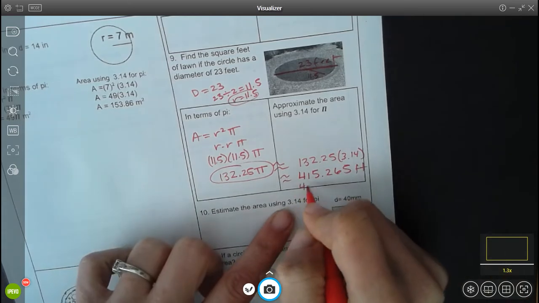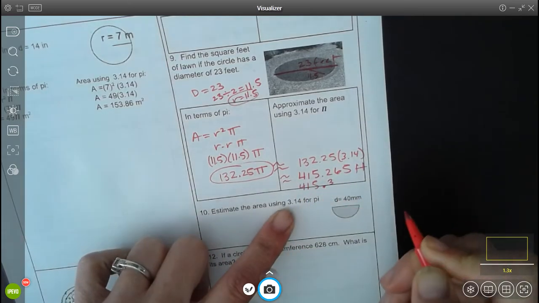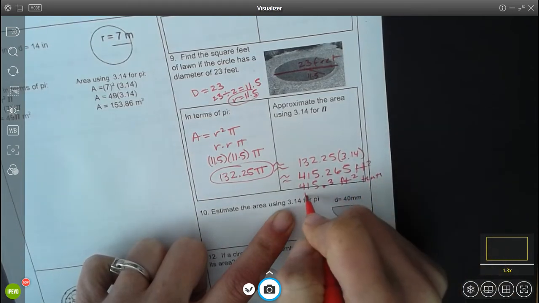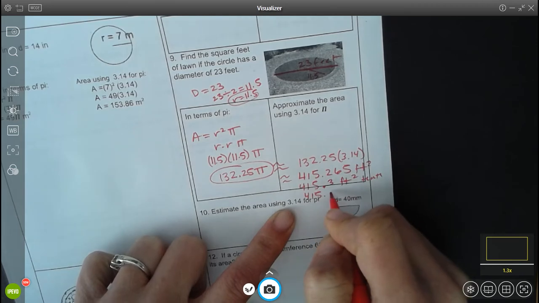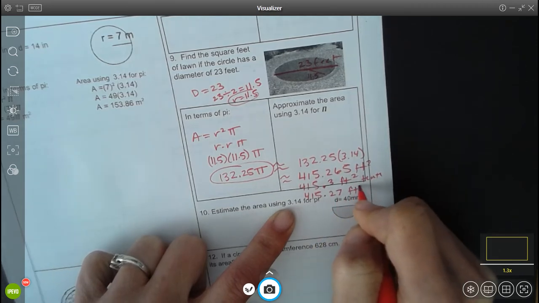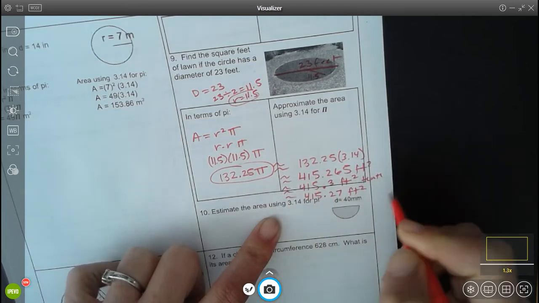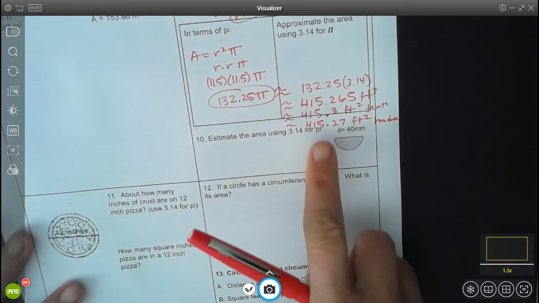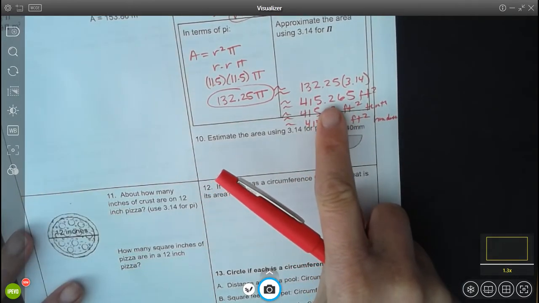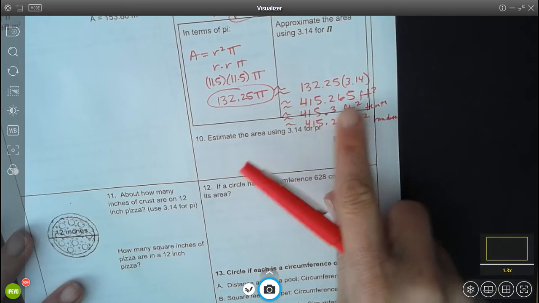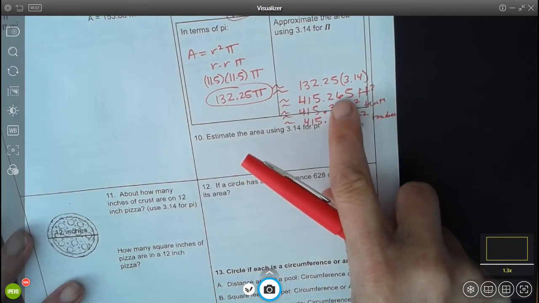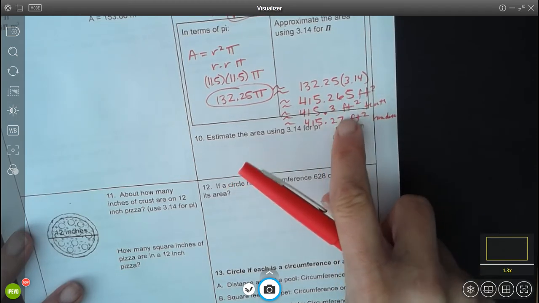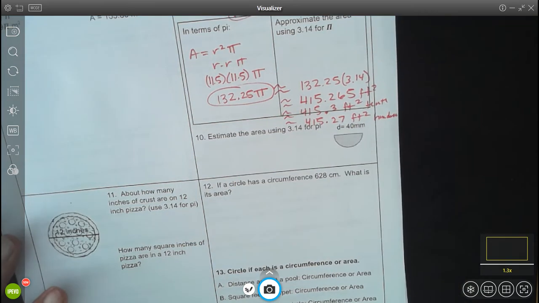If they asked me to round it to the nearest tenth, it would be 415.3 square feet. If they asked me to round it to the hundredth, it would be 415.27 feet squared. That's to the hundredth. If they asked you to round it to the nearest tenth, we would want to round this up to a 3, because 5 or more raises the score. And if you wanted to round it to the nearest hundredth, you would leave it a 27.